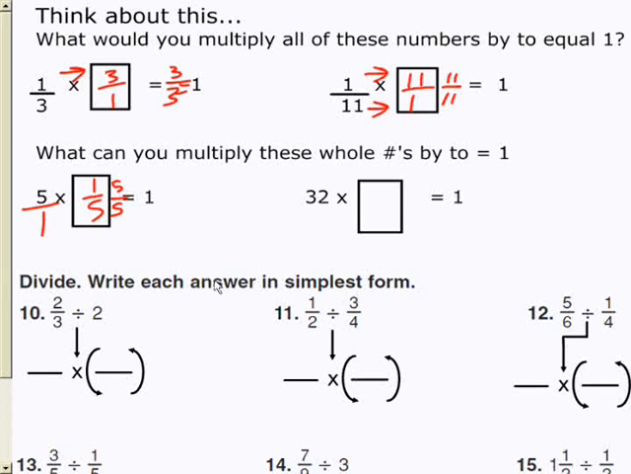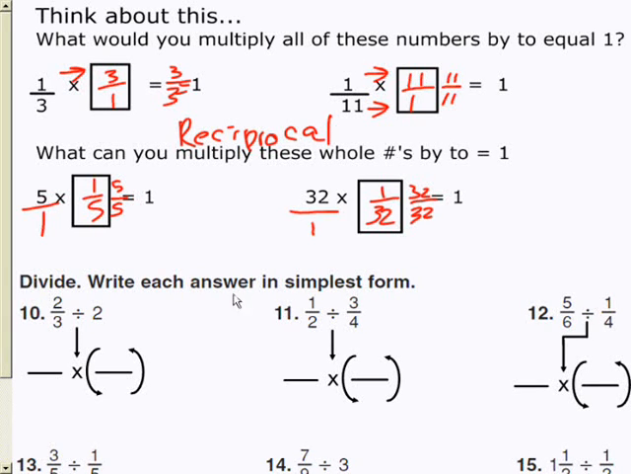Go ahead and try this one on your own. You can pause the video, see if you're right. Alright, so 32, remember, write that as a fraction over 1 times 1 over 32 equals 32 over 32, and that's equal to 1. Well, what we've just done here is these are called reciprocals, and that word looks like this.